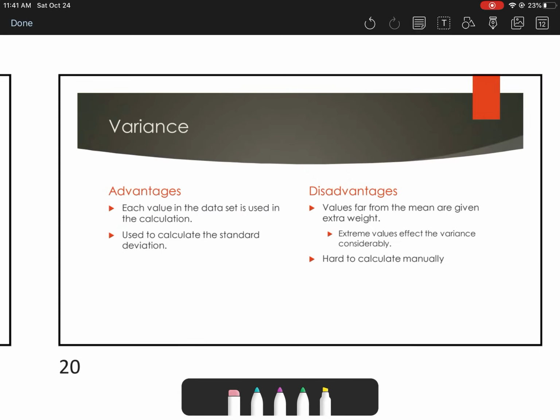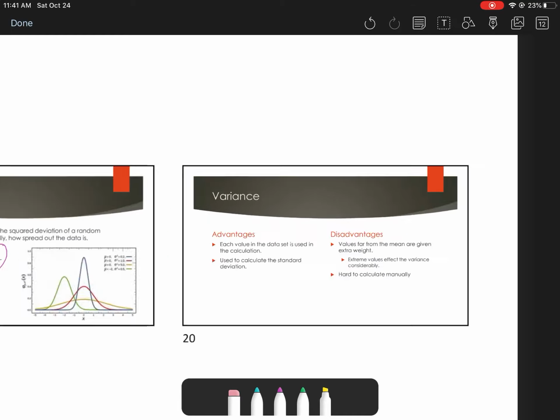Advantages: each value in the data set is used in the calculation. Disadvantages: values far from the mean are given extra weight. Extreme values affect the variance considerably, and it's hard to calculate manually. I would never recommend doing that manually.